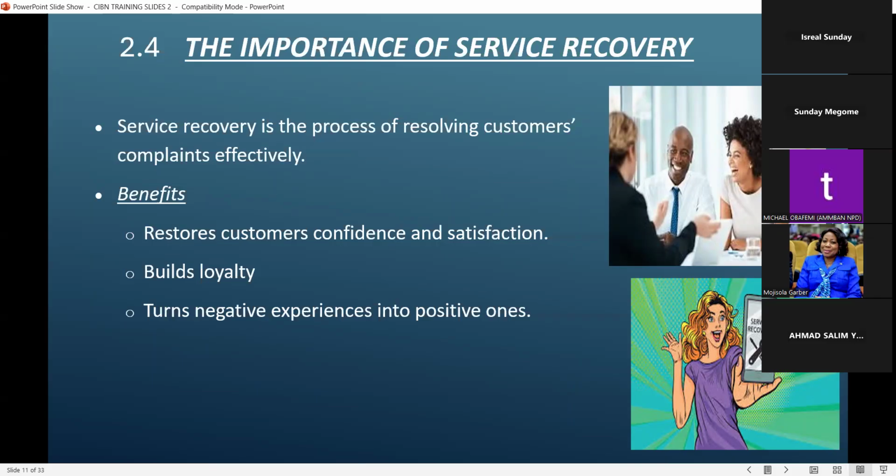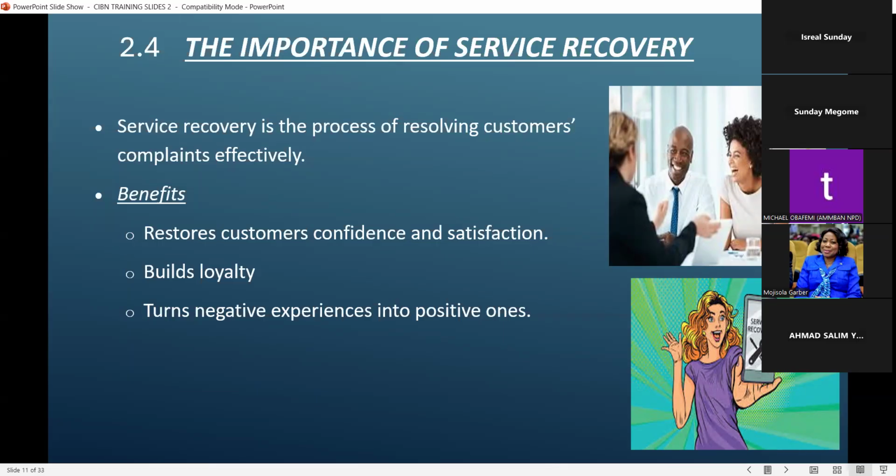So one part is we've dealt with people complaining, lamenting every day. It's as if you can't please them. Now we are looking at a process of resolving customers' complaints effectively. When I say effectively, it means you have resolved it and tomorrow morning the person is not running back.